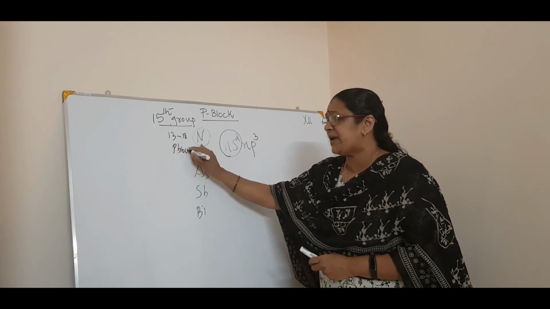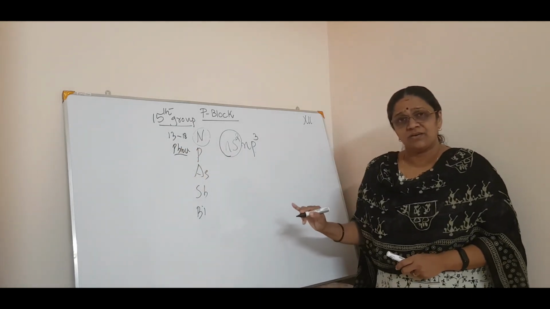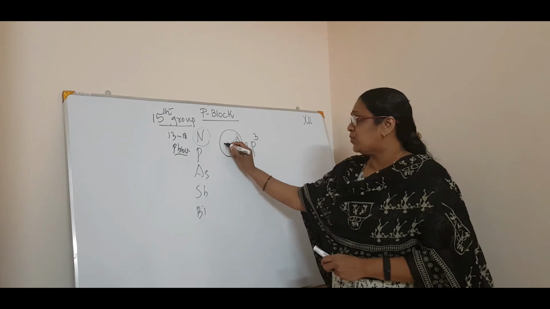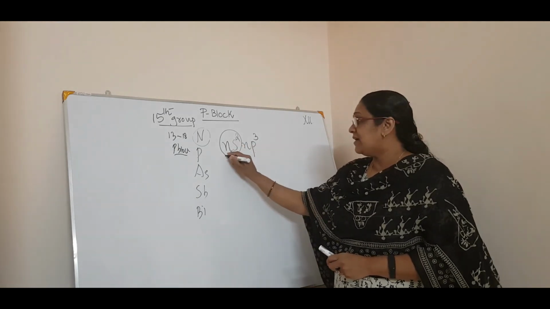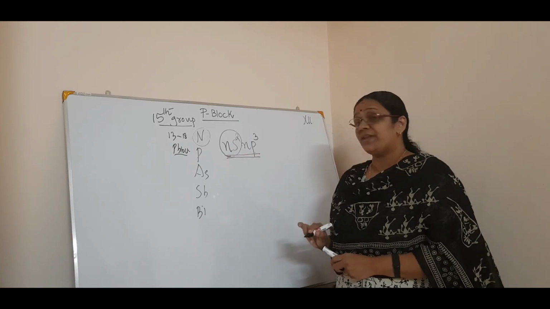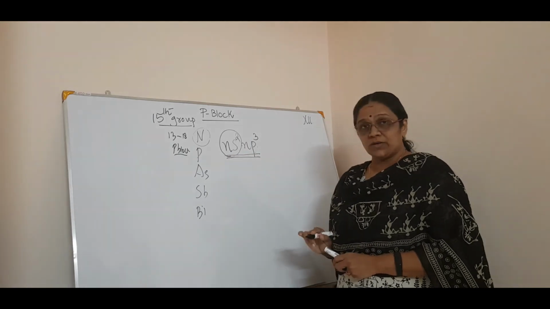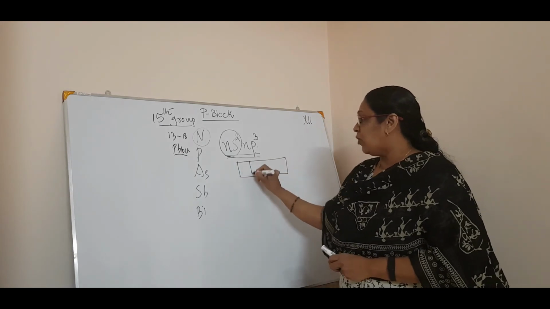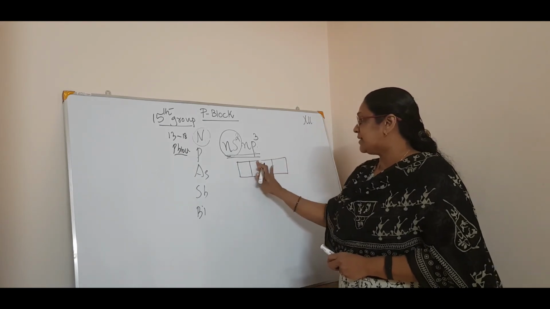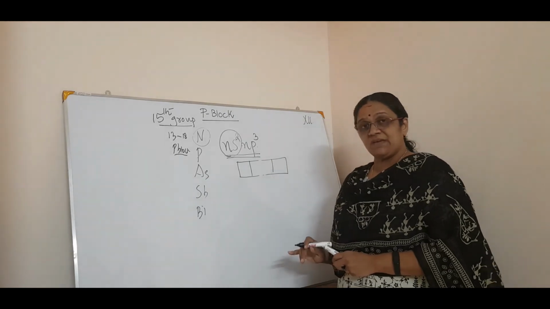That, all of you know. That's why I'm not entering into that level. So ns2 will be filled and the p is there. Now, by seeing this electronic configuration, you know p3 means there are orbitals you study. How many orbitals are there? Three orbitals: px, py and pz.